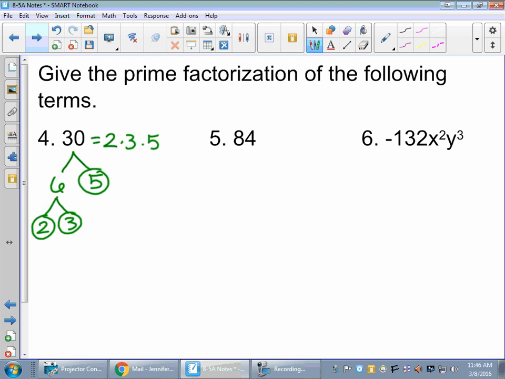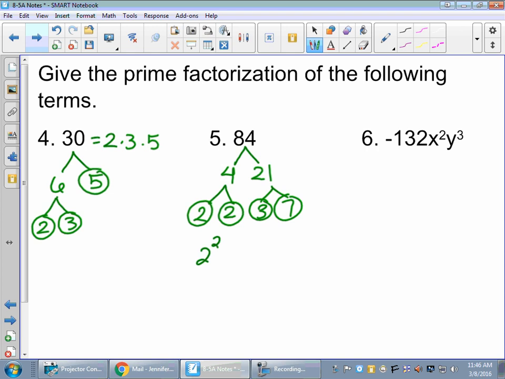Number 5, 84, getting a little bit bigger. So I don't know all my multiples of 84, but I see the 8, I see the 4. I know 4 goes into it evenly. So I'm going to start there. And I know 4 goes into it 21 times. I can work with 4. I know 4 can break down to 2 and 2, so I'm done with the 4. And 21 can be broken into 3 and 7, and I'm done. So 2 squared times 3 times 7 is the prime factored form of 84.